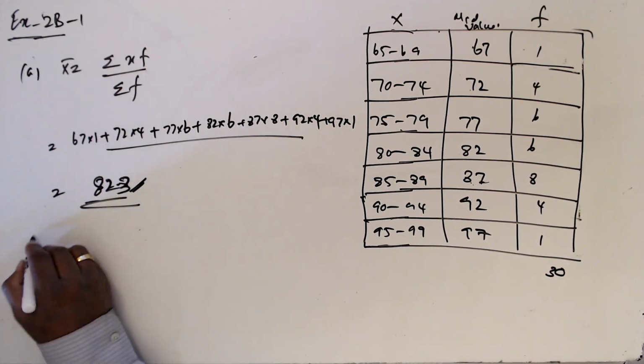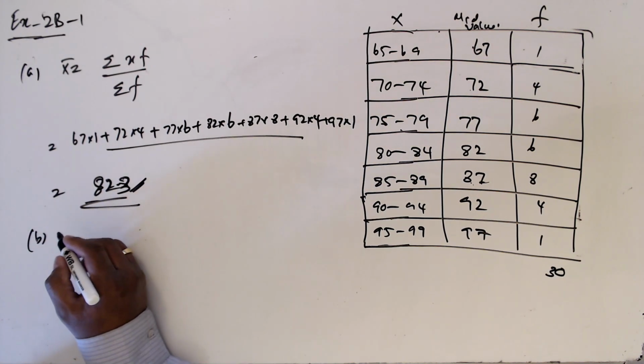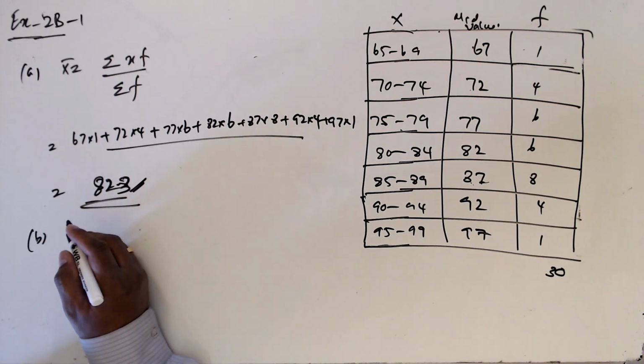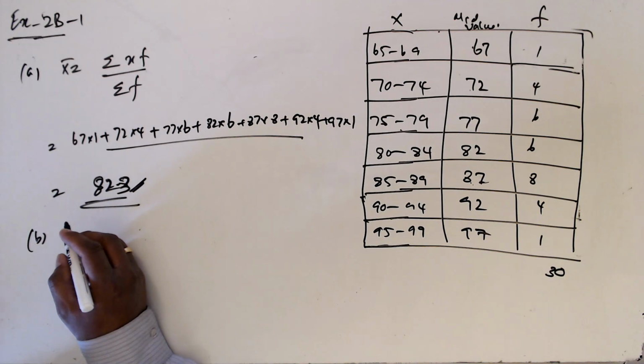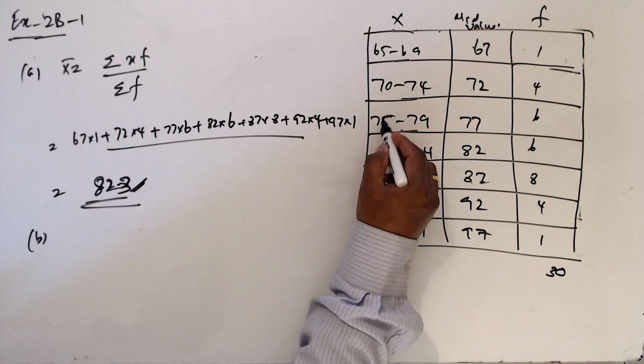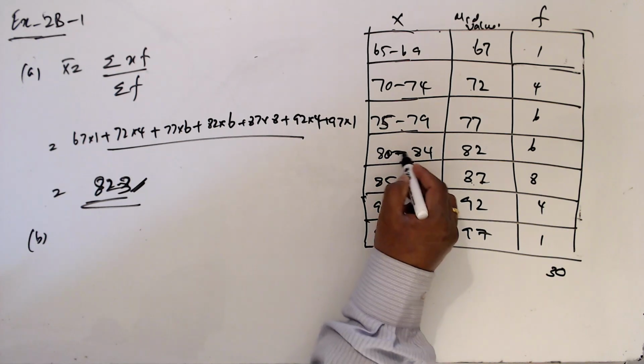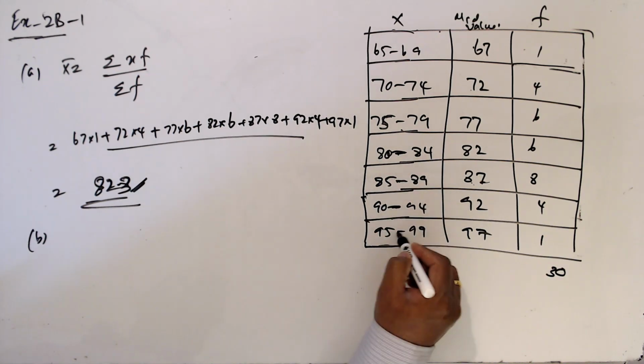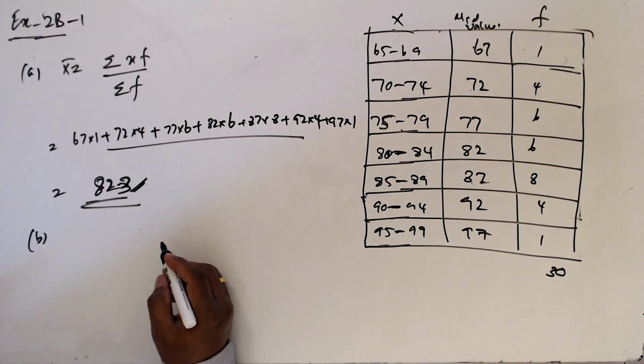82.3. And part B, explain why your answer to part A is an estimate. Because there is no the primary numbers, the real numbers.